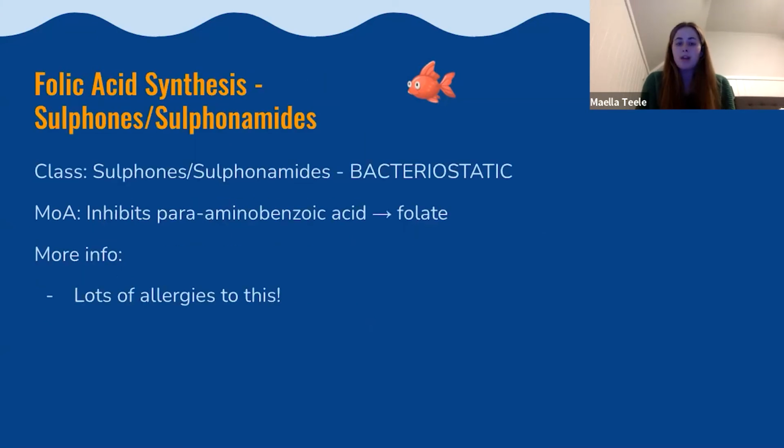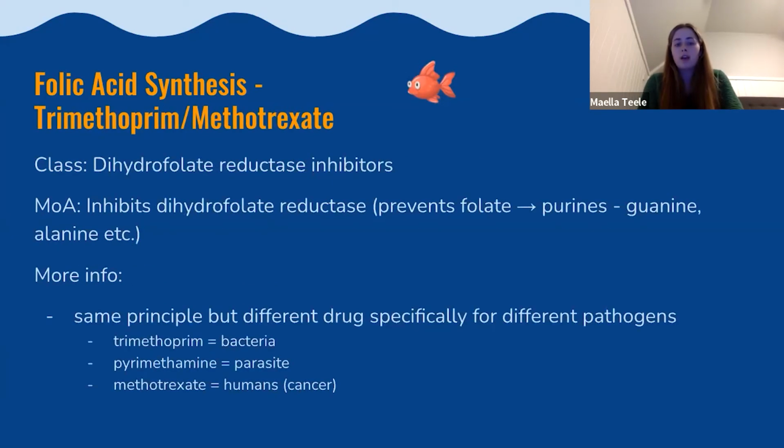The final target for antibiotics is your folic acid synthesis. So you've got your sulfones and your sulfonamides, which are bacteriostatic. So they just aim to halt the progression of the bacteria. So they pretty much inhibit the changing of para-aminobenzoic acid to folate, but they're not very well tolerated. So they're not used very often because there are a lot of allergies to this drug. Then you've got trimethoprim and methotrexate, which inhibit the conversion of folate to your purines.